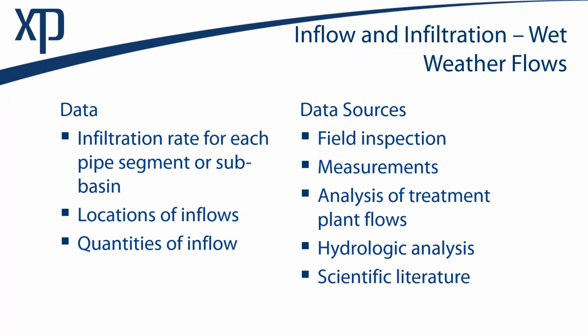Where do we get that information? From field inspection. If we have measurements, that's great. A lot of us don't have that type of data. We have to take a guess at it. We can look at hydrologic analysis or scientific literature to estimate what these inflow and infiltration rates are. There's a lot of literature out there about it, but each system is going to be unique, and even sub-areas of the system can be unique. So as modelers, this is information that will improve over time as we assess the impact of inflow and infiltration and as we model it.